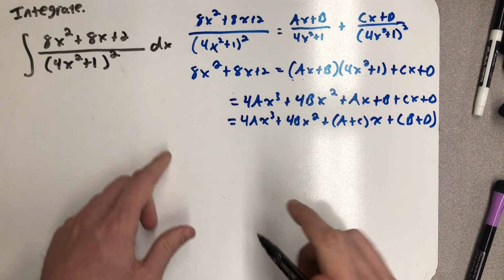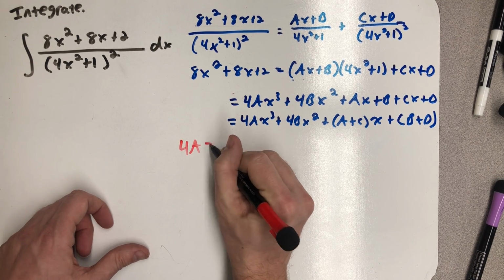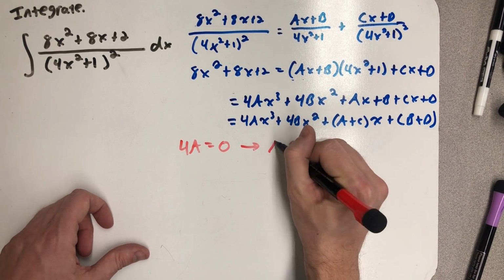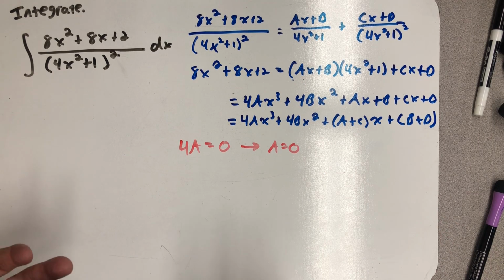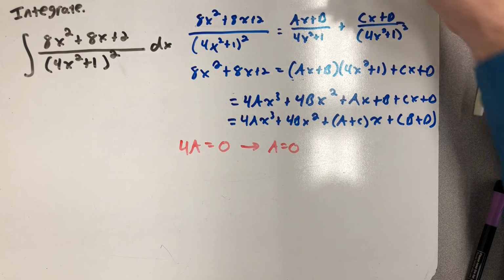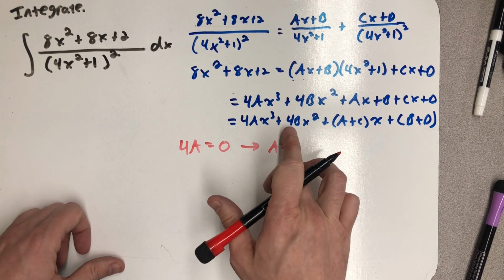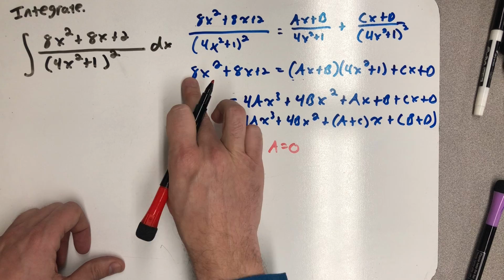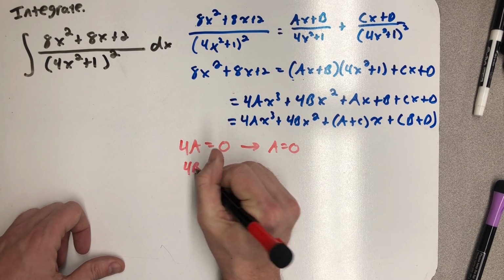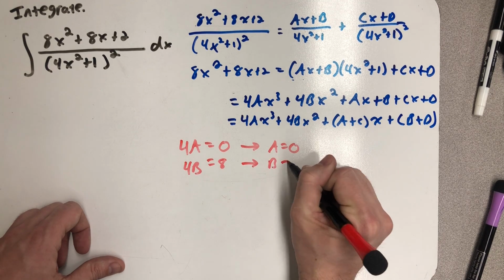I can equate coefficients and create a system of equations. Kind of nicely, there's no x cubed over here, so 4a has to be equal to 0, which in turn tells me that a is 0. One thing to keep in mind when dealing with these irreducible quadratic factors: a or b on the top of one of these fractions can in fact be equal to 0, and the system will always tell me if that's the case. 4b has to be equal to 8, the coefficient in front of the x squareds, which in turn tells me that b is 2.